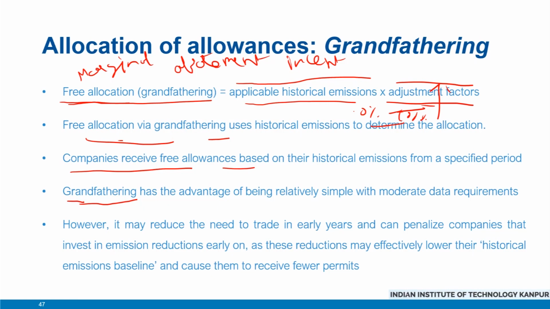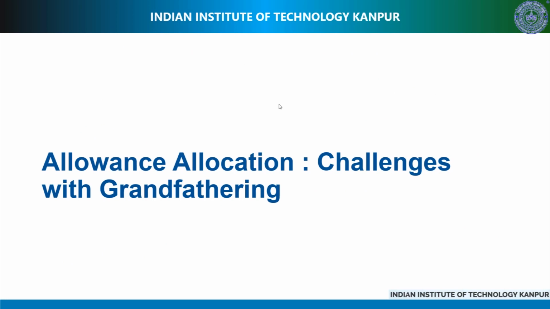However, it is not so good for those firms that have invested early on in such technologies to reduce their emissions much earlier, and therefore their historical levels of emissions have come down, and they get a lower number of allowances and are therefore somehow penalized by this approach. In this video, we'll discuss certain challenges with the grandfathering approach.